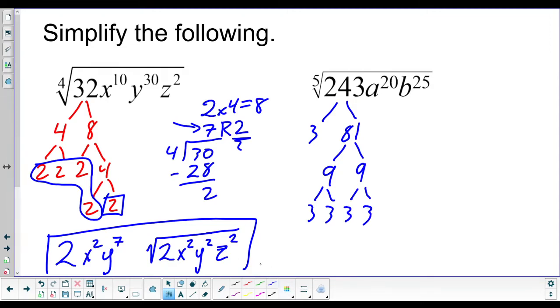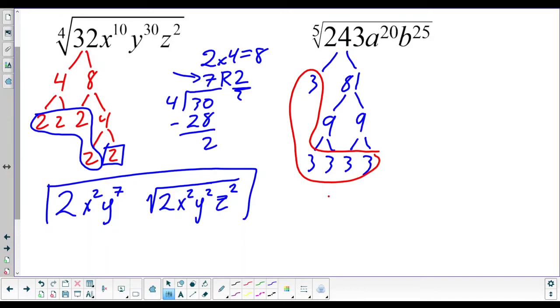So we try and make a group of matching numbers. We have 1, 2, 3, 4, 5 3's. So we make a group of 3's. They come outside the radical. Nothing is left over. All of it got factored out.